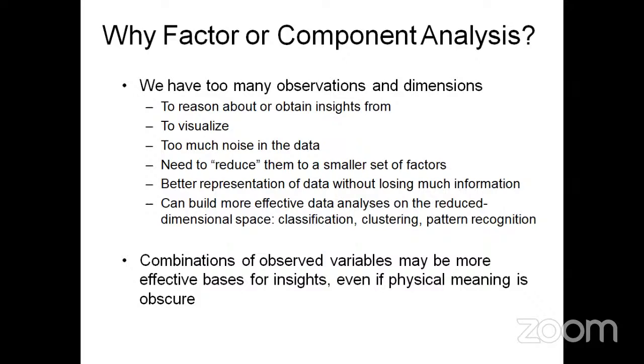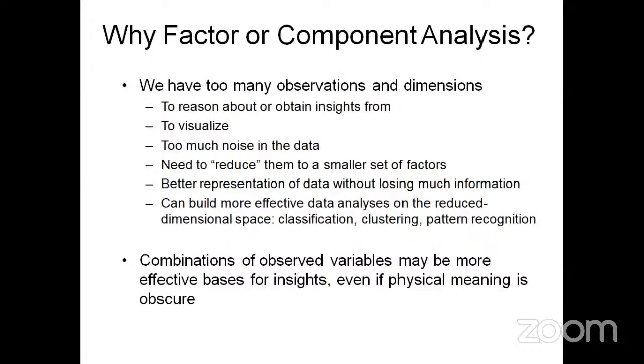We have too many observations and dimensions. Usually in the component analysis, the graphs will be mainly 2D or 3D. Even 3D graphs are supported, I think you have seen in the last classes. We have too many observations and dimensions to reason about or obtain insights from, to visualize, and too much noise in the data, so we need to reduce them into a smaller set of factors. If you have a data set, you want it reduced into specific small factors from the data set, as from the whole genome you can select directly the expressed data.